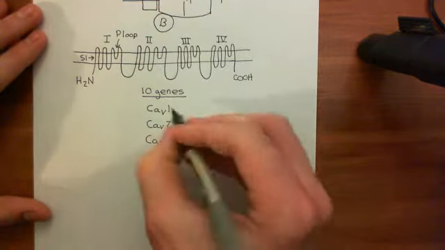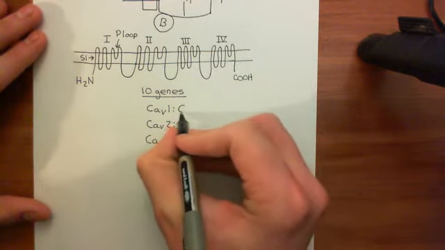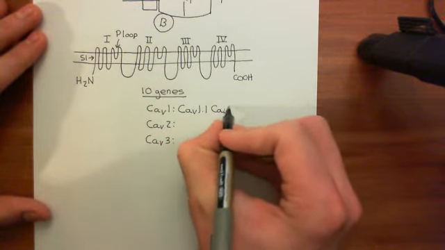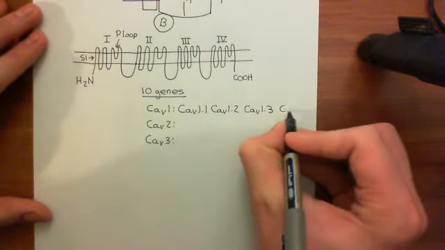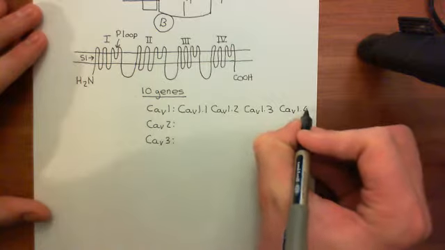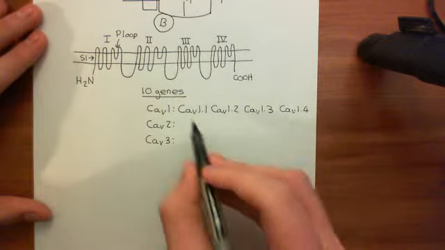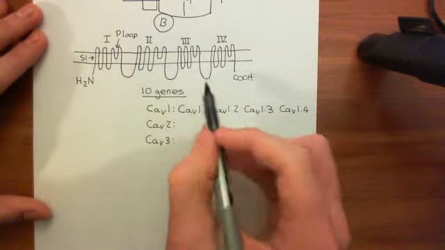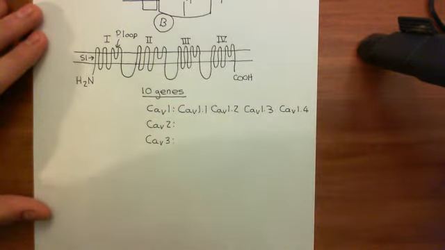Now, within each of these families you have many genes. So within the first family, for instance, you have 4 genes called CAV1.1, CAV1.2, CAV1.3, and then finally also CAV1.4. So those are the 4 genes within the CAV1 family, and all of them code for alpha-1 subunits. The CAV1.1 gene codes for the CAV1.1 subunit. The CAV1.2 gene codes for the CAV1.2 alpha subunit.